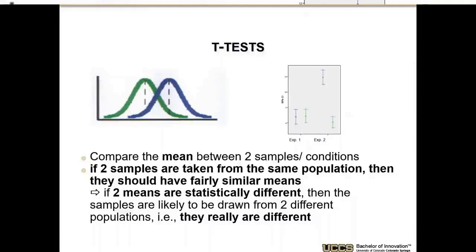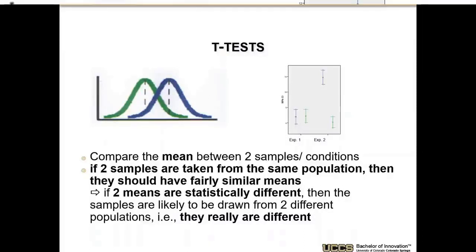So underlying this is that if the samples are taken from the same population, so if really green and blue should be the same, then the means of green and blue should be the same. Okay? If two means are statistically different, then it's unlikely that samples are drawn from the same distribution.